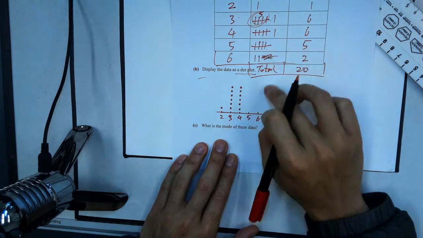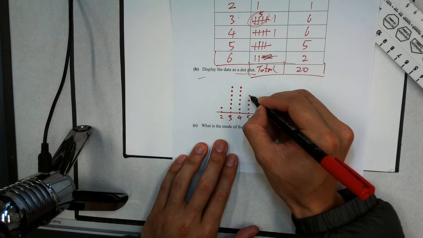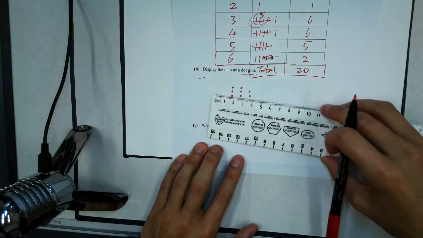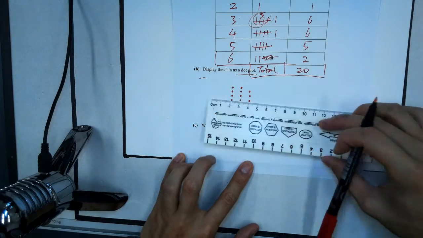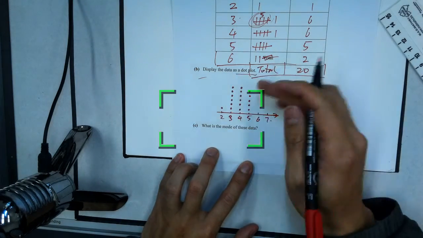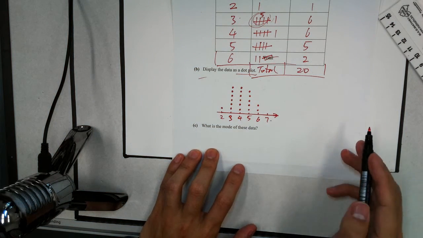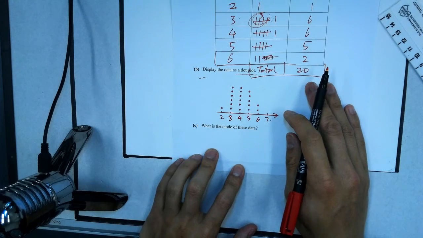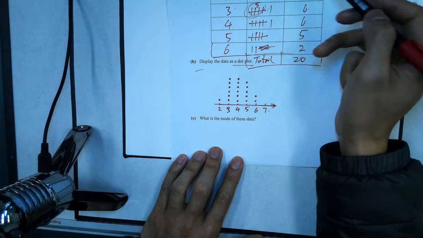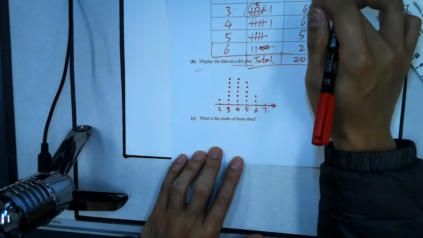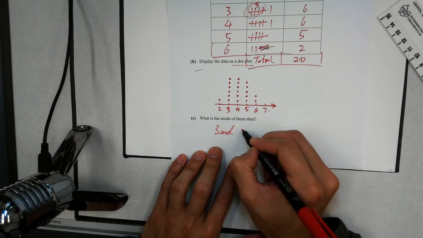Next one, for 5 we have 5, so we write down 5 dots. 1, 2, 3, 4, 5. Okay, if we measure, you can see they're all in the same line. Okay, so that's what we need. For 7 we have 2, and that's how we get the dot plot. And the mode means which digit is the most common. So you can see 3 and 4, they all appear 6 times. So 3 and 4 are the modes.